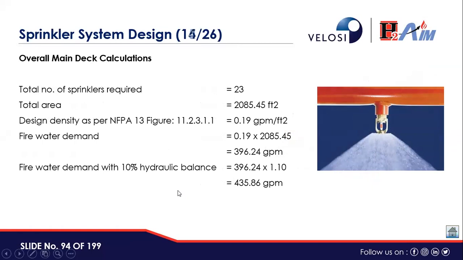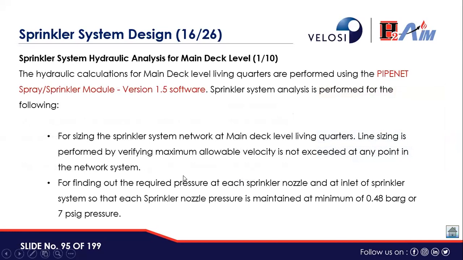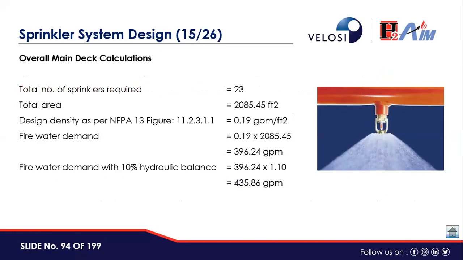So overall main deck calculations are total number of sprinklers required are 23, total area which they have to cover is this one, and the density as per NFPA 13 it should be this. Firewater demand we can calculate by multiplying the design density to the total area. So we can calculate the firewater demand. Firewater demand with 10% hydraulic balance, we can multiply this with 1.1. We will get the firewater demand with 10% hydraulic balance.